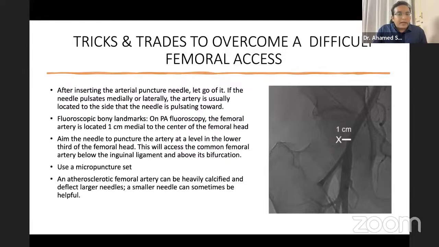Fluoroscopic bony landmarks will always help, as discussed. Aim the needle to puncture the artery at a level in the lower third of the femoral head. This will access the common femoral artery below the inguinal ligament and above its bifurcation. In difficult cases, you can go for a micropuncture set. In case of an atherosclerotic femoral artery which is heavily calcified, rather than going for larger needles, that is 18 gauge, we can go for smaller needles, which can be helpful at times.